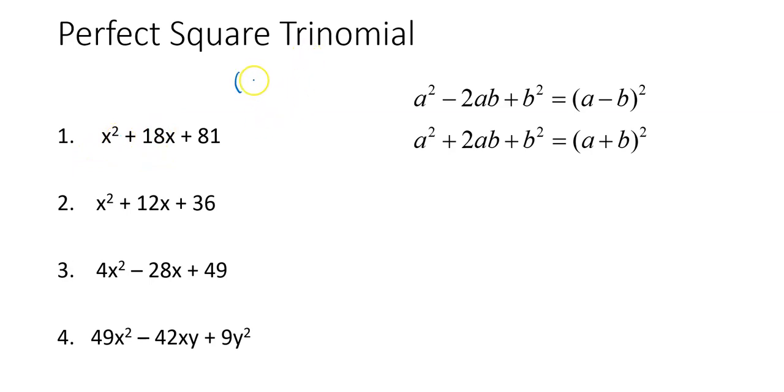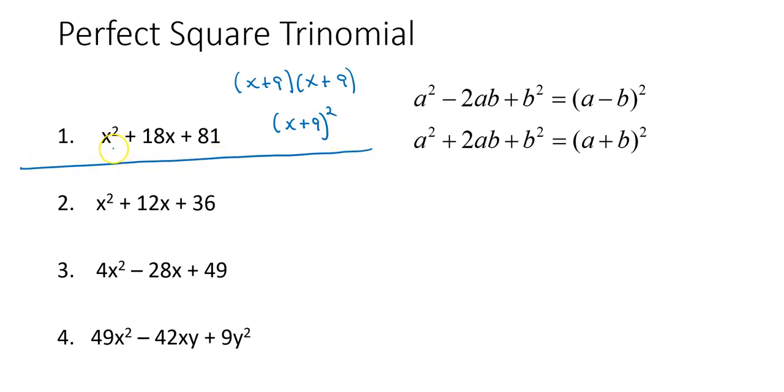So I claim then that I can write this as x plus 9 times x plus 9. Square root of 81 is 9. Multiply x times x, I get x squared, plus 9x is 18x. 9 times 9 is 81. And this I can also write as x plus 9 squared like that. Right? Perfect square trinomial. Trinomial had 3 terms. I can write it as a perfect square.